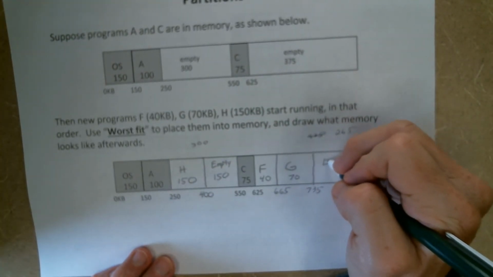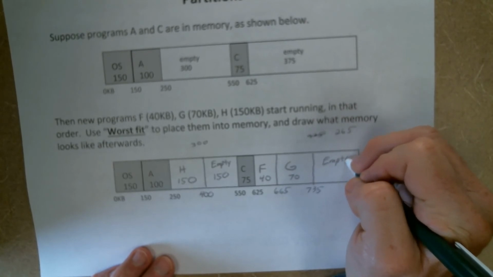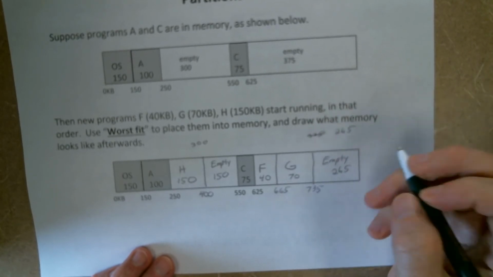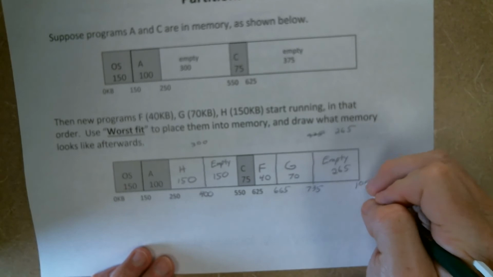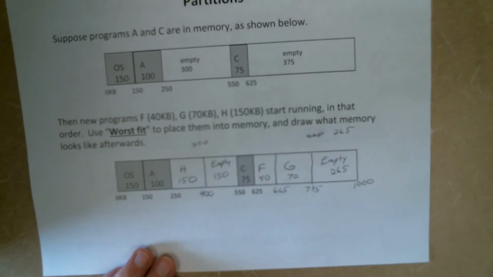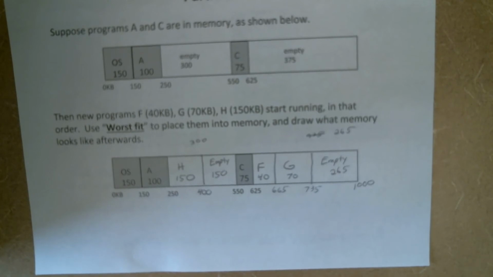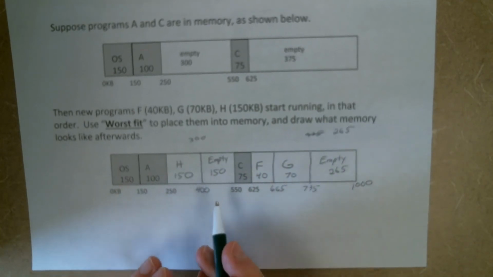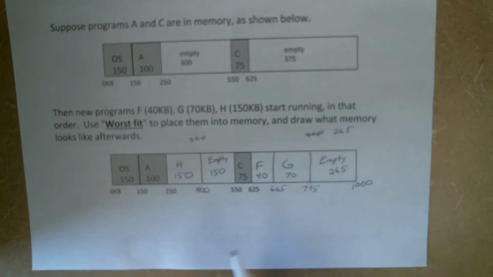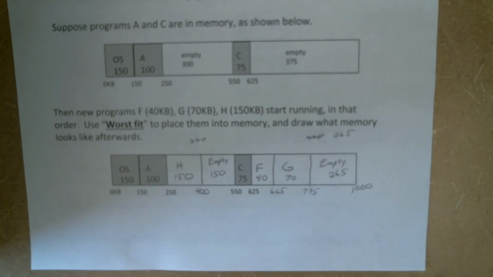And then we have a 265 space here that's left empty, bringing us up to 1,000. So again, worst fit, the name seems kind of weird, but actually it usually ends up leaving us the biggest chunks of memory left over, so that we're not left with a whole bunch of tiny little slivers like we had with best fit.